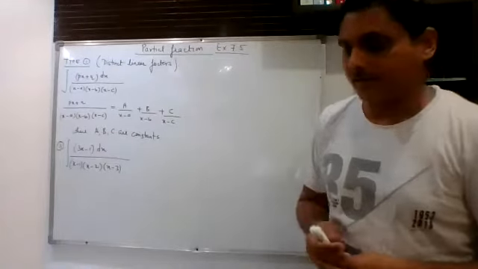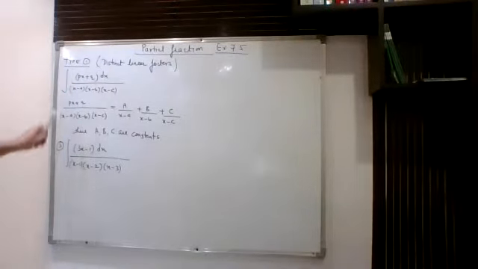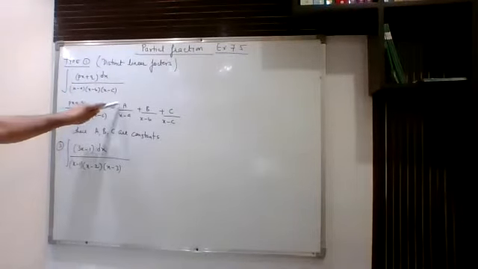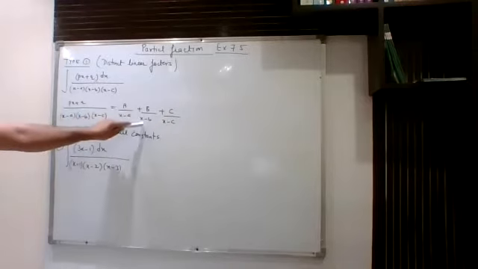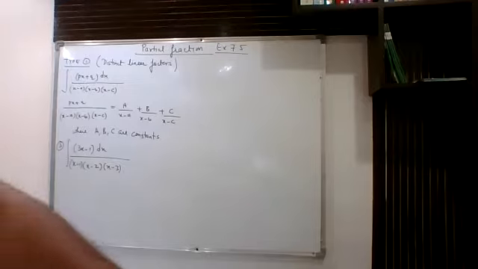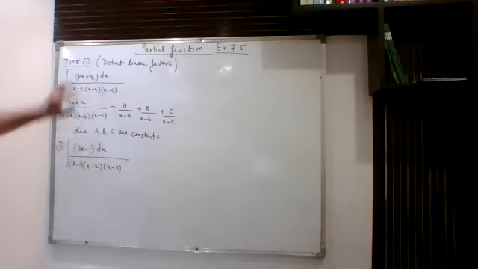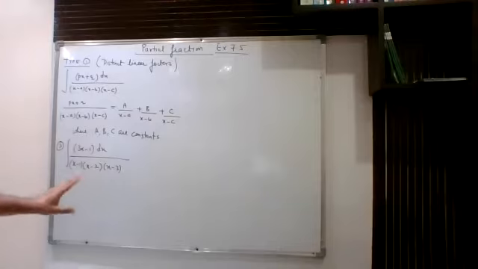Then how to proceed? Suppose this is the expression, then you will put this expression equal to A upon first linear plus B upon second linear plus C upon third linear. Here capital A, B, C are constant quantities which we will determine while doing a question. Now you can see this question is exactly of this type, because in the denominator we have 3 distinct linear factors.